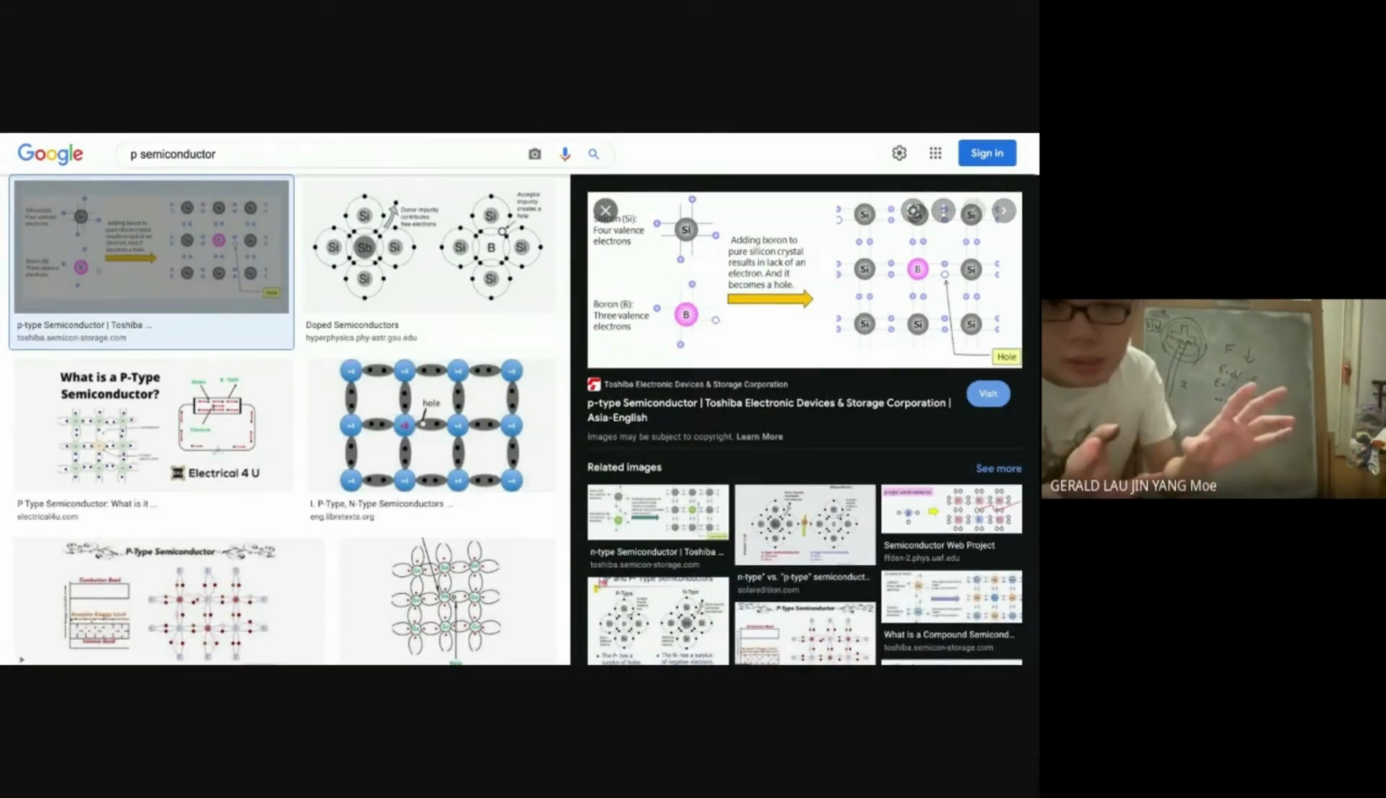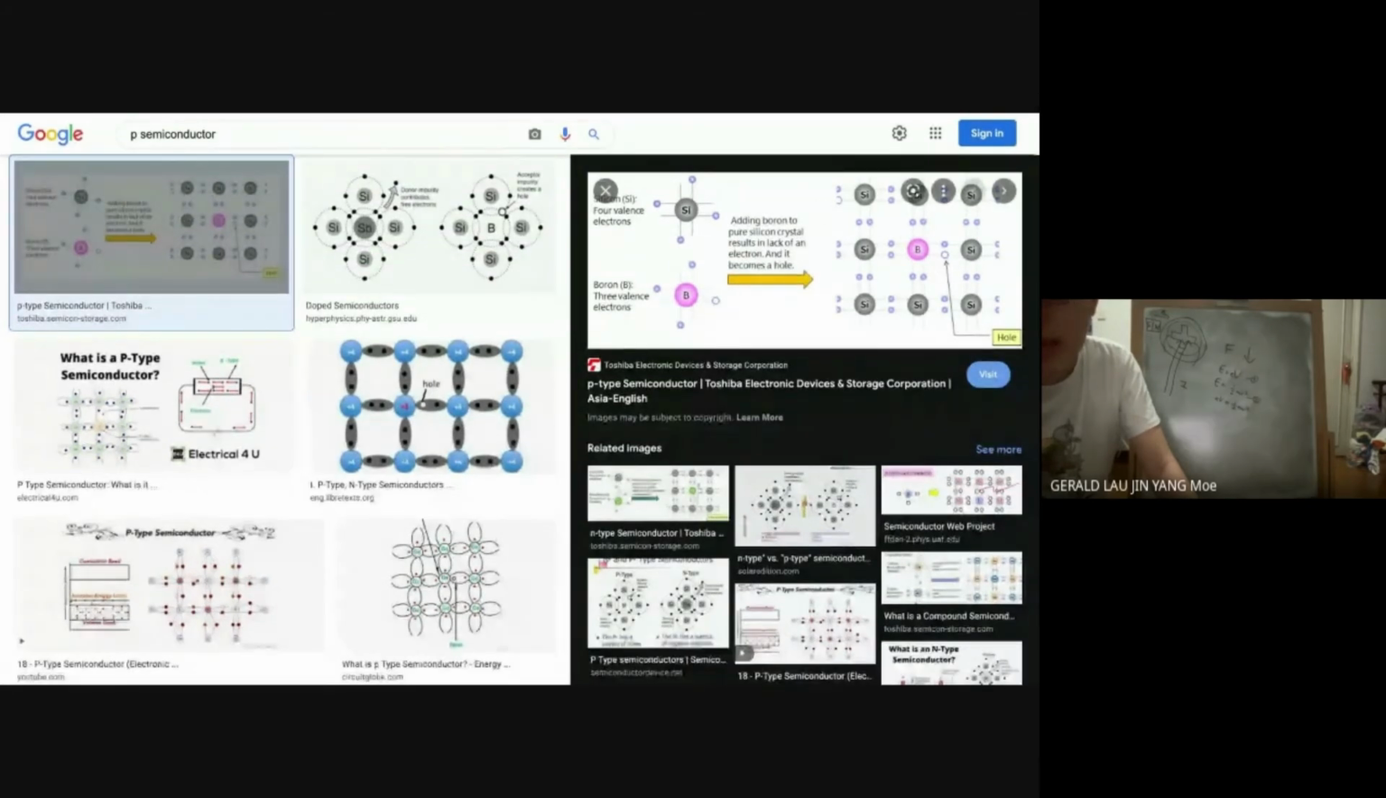The positive part of the semiconductor has holes. Why is there a hole there? Because of the doping. What elements? Boron, aluminium. No response? Okay, I repeat again.